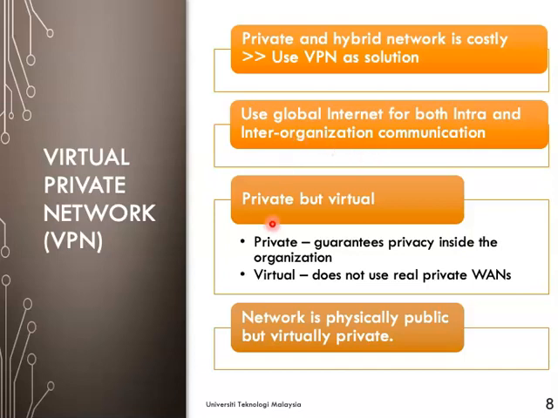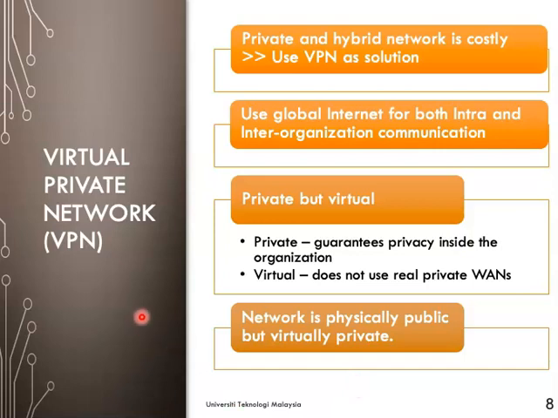We can say that VPN is private but virtual. Private because it guarantees privacy inside the organization. However, virtual because it does not use real private wide area networks. So the network is physically public but virtually private. In essence, a VPN consists of a set of computers that interconnect by means of a relatively unsecure network, and it uses encryption and also special protocols to provide security.